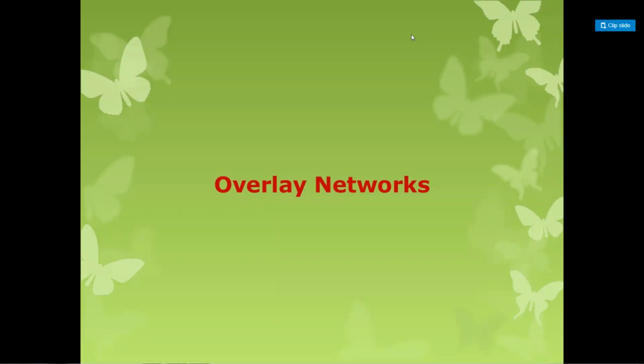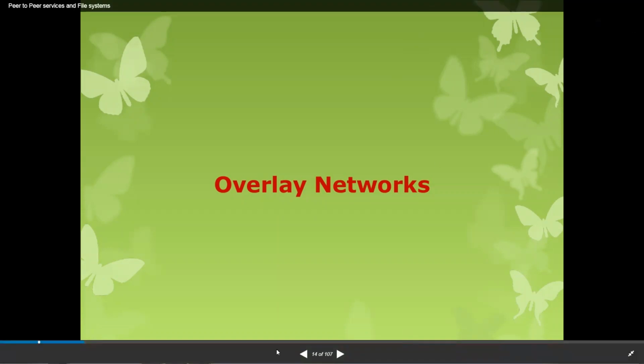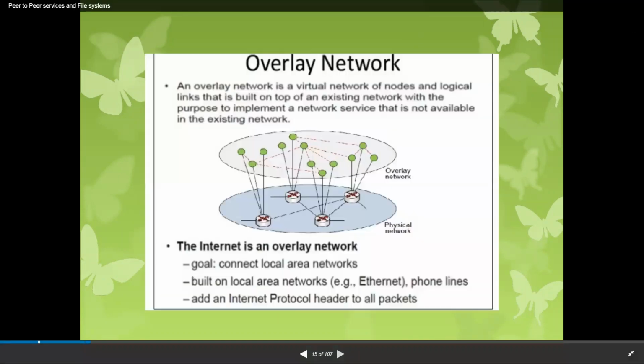Today we are going to discuss the topic, overlay networks in distributed file systems. An overlay network is a virtual network of nodes and logical links that is built on top of an existing network with the purpose of implementing a network service that is not available in the existing network. See in the diagram, this is the physical network below and the overlay network above.